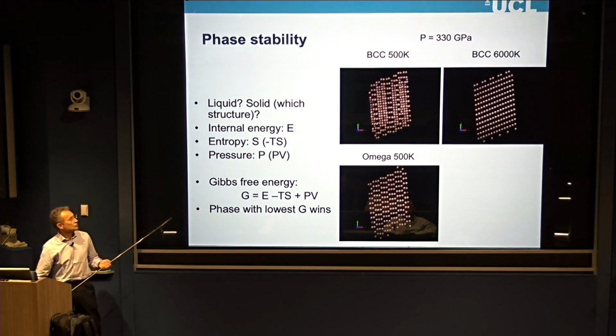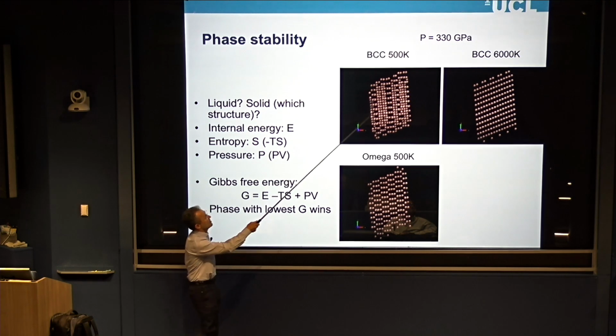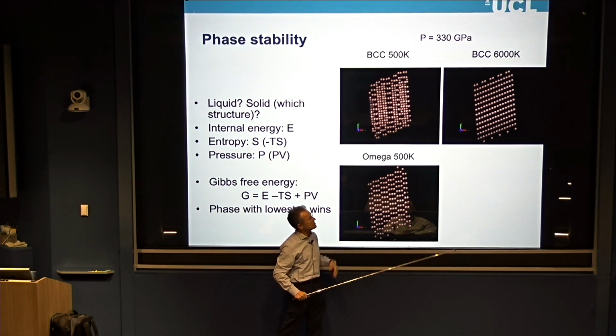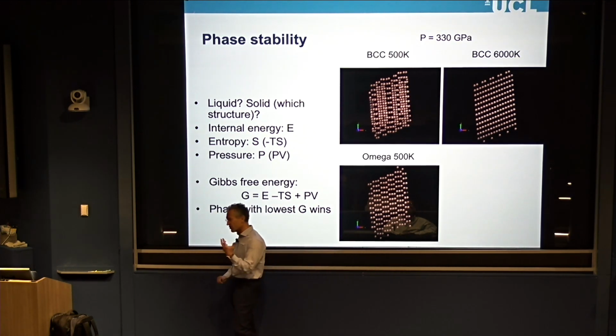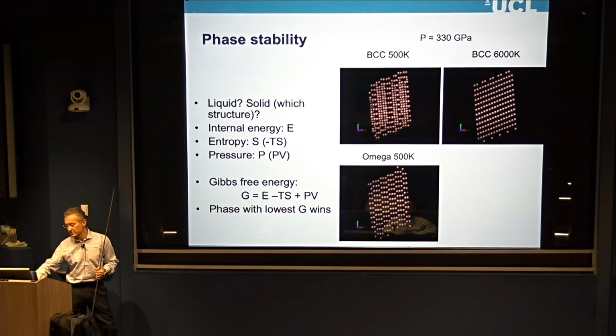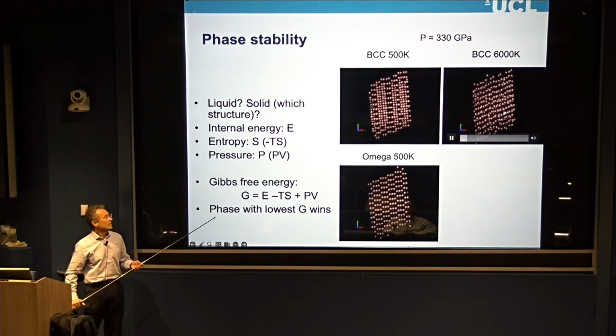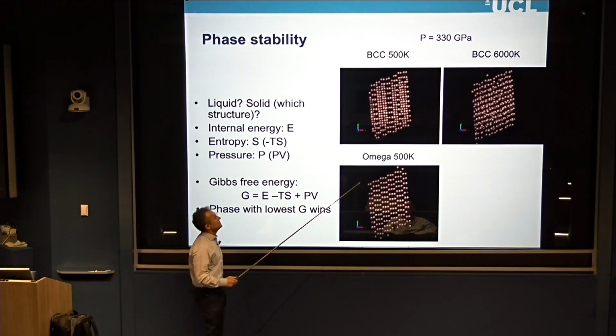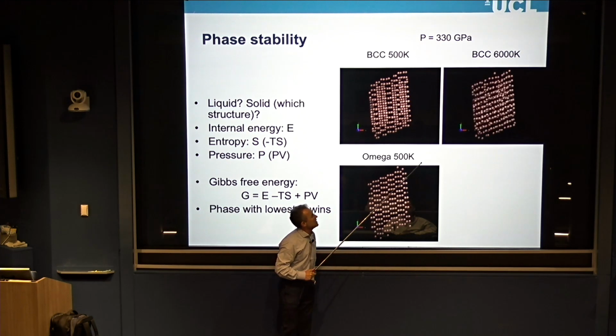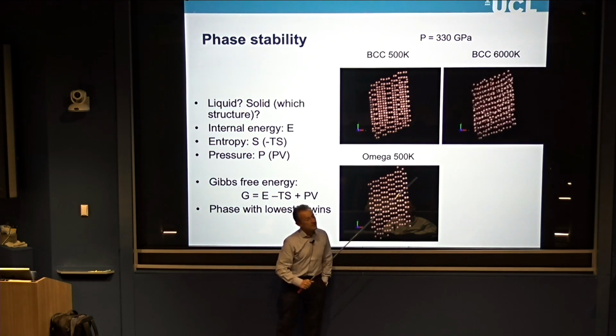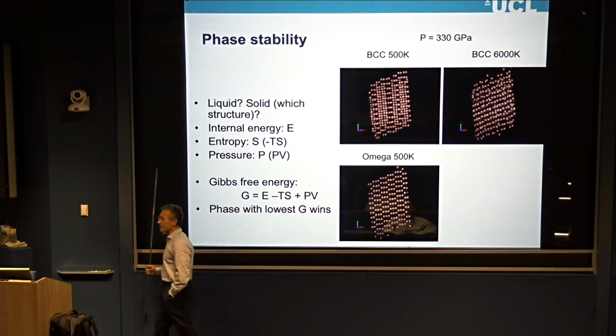What happens if I go to much higher temperature now, 6,000 Kelvin, and that's the temperature that you are expecting at the center of the Earth, close to that temperature. Again, the BCC phase up there, I do the simulation, and you see that, okay, the atoms are moving around much more, but the BCC phase remains stable here, this structure.